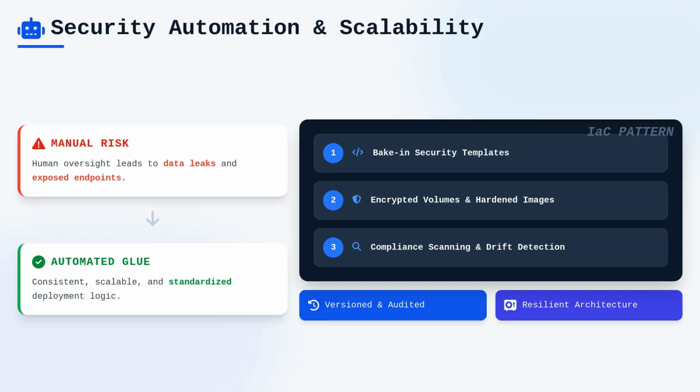This approach ensures that every resource provisioned in our environment adheres to institutional security policies by default, rather than by request. Furthermore, regular architectural reviews and automated compliance scanning allow us to detect configuration drift early. When we treat our security posture as code, we gain the ability to version, test, and audit our defenses with the same rigor we apply to our application source code, ultimately resulting in a more predictable and resilient architecture overall.